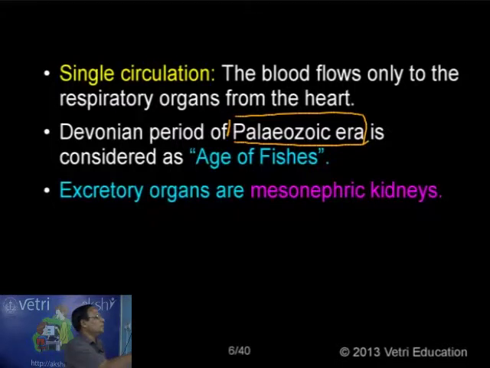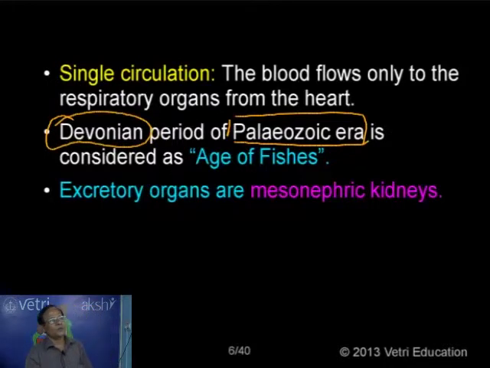Now this Devonian period is characterized by a large number of fishes. Fishes were flourishing. They lived in large numbers. Large numbers of fishes were present during the Devonian period, and that is why this period of the Paleozoic era is considered the age of fishes. Then after that we have Mississippian, Pennsylvanian, and Permian.